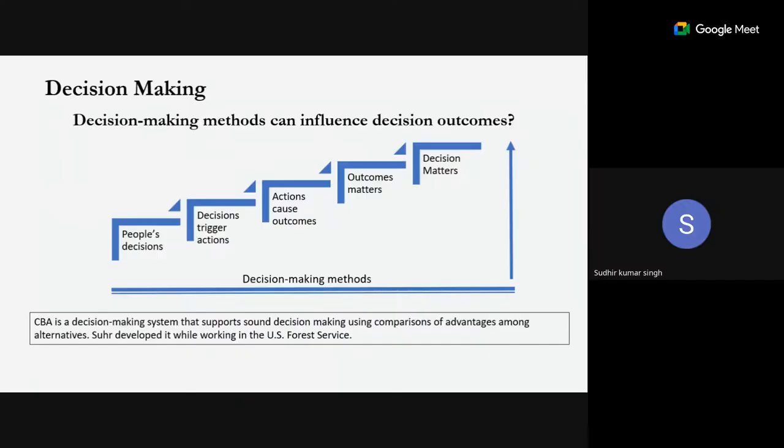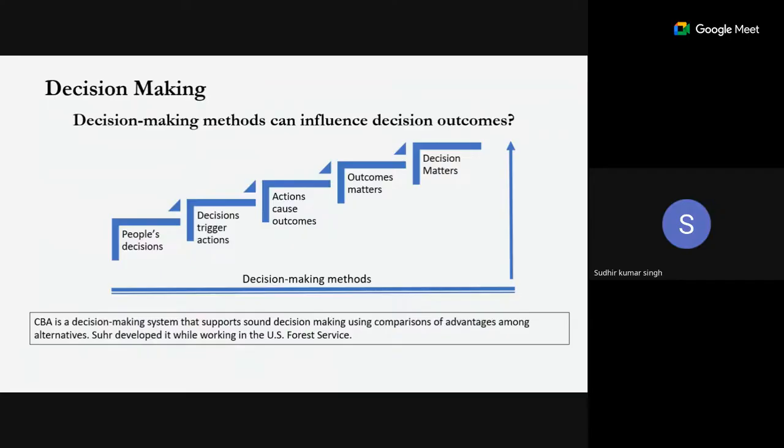Decision making methods can influence decision outcomes. Yes or no? So which particular method you are choosing can certainly influence the decision outcome. In this case, what should be the decision outcome for me? How much GWP I have reduced for that particular component or particular material or building, right? People's decisions trigger actions. Actions cause outcomes. Outcome matters, and decision matters.